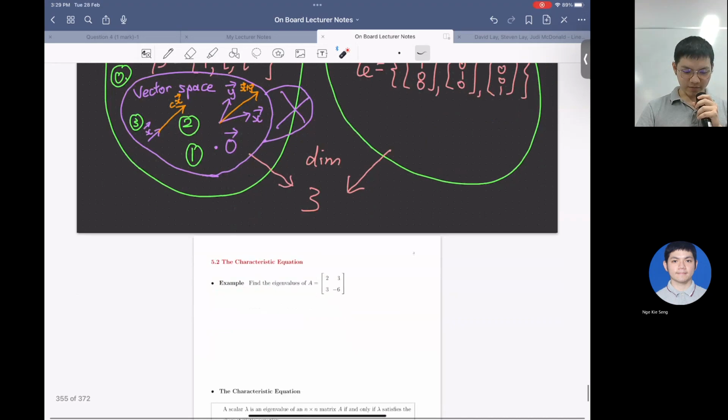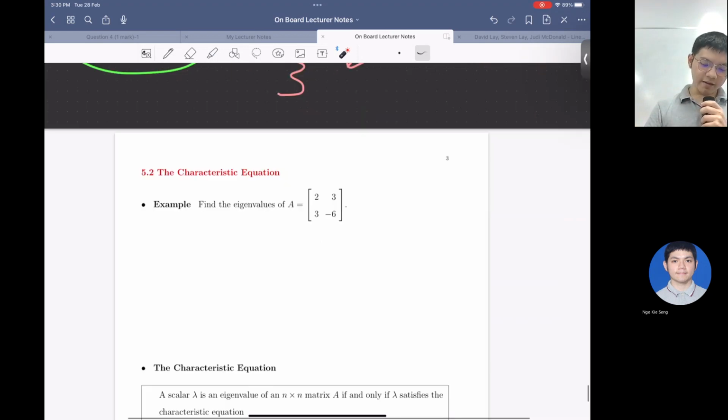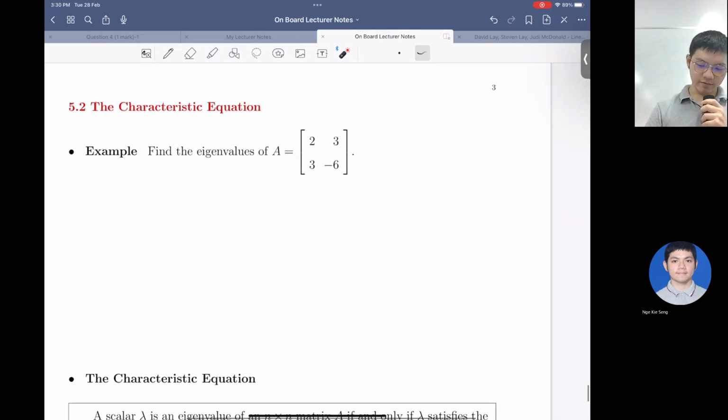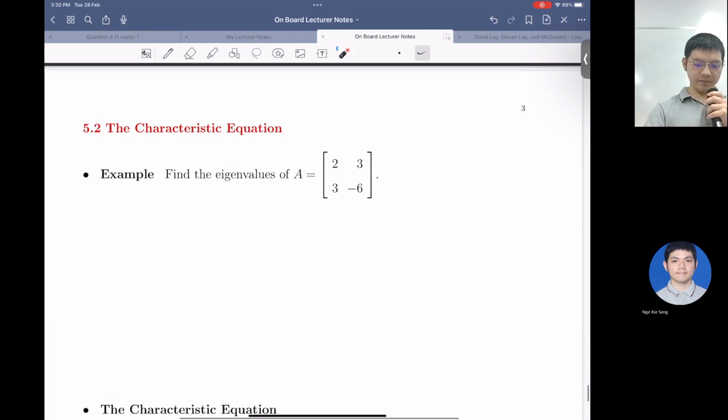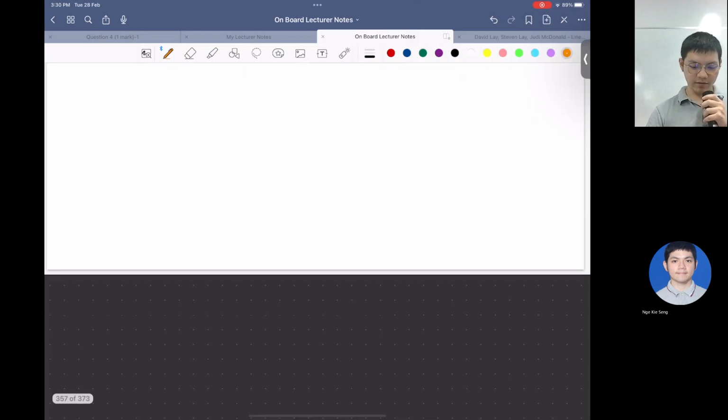Okay, so where did we stop last time? Last time we stopped at eigenvalues and eigenvectors. So today we will develop how to find eigenvalues more effectively. Let's use an example to help us recall what an eigenvalue is. Let me write it out.